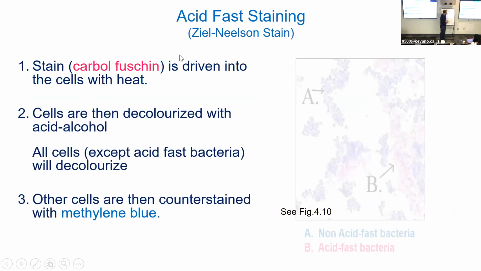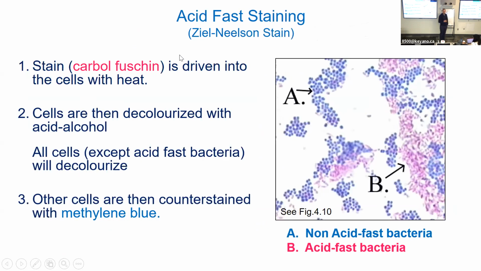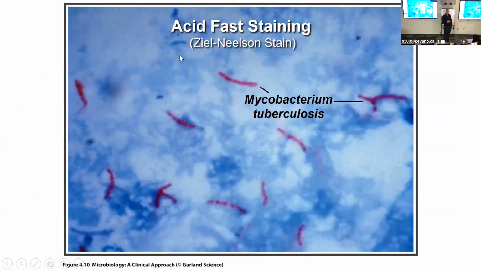So here, I thought I had some pictures here. There's a picture, and maybe you can see the pink, which is B. So these are the acid-fast bacteria, and then I'm guessing that's some Staphylococci. I don't know who did that exact picture there. I think I have another one here. This is the one from the textbook.